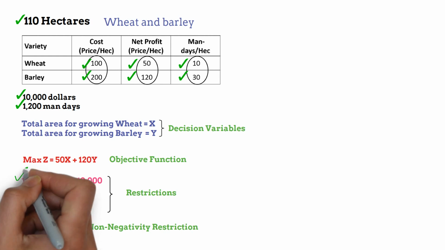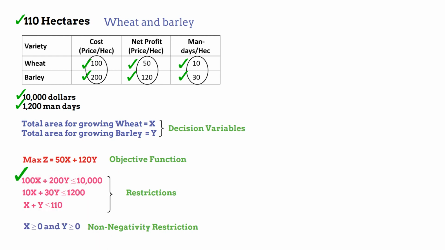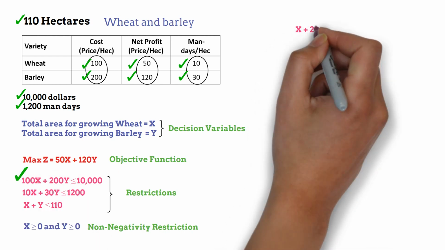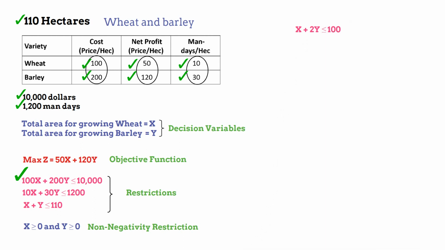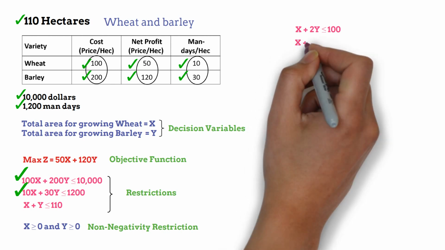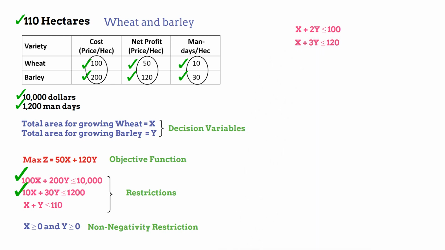If we divide the first restriction equation by 100, it can be simplified as the sum of x and 2y should be less than or equal to 100. If we divide the second restriction equation by 10, it can be simplified as the sum of x and 3y should be less than or equal to 120. The third equation is already in its simplified form. The optimal feasible solution is achieved at the point of intersection where the budget and man days constraints are active.